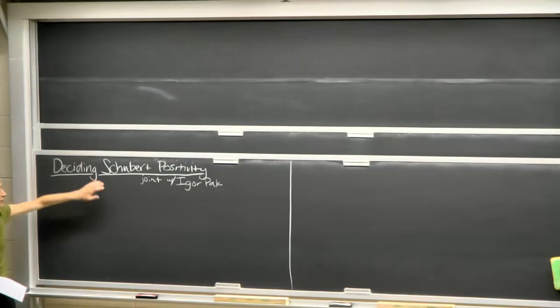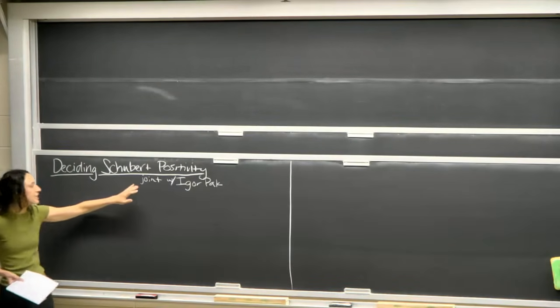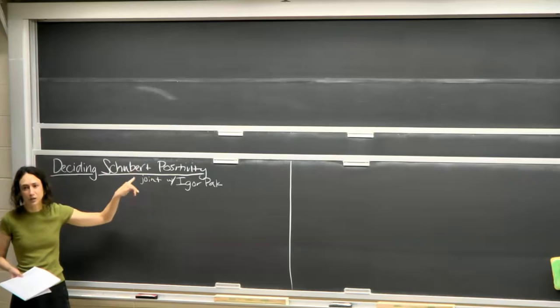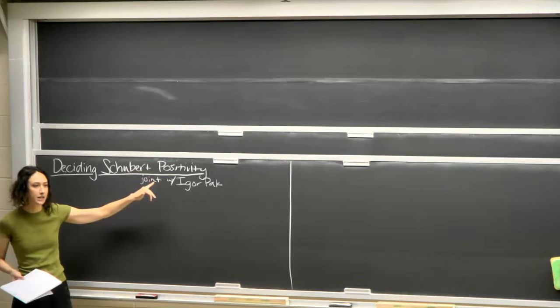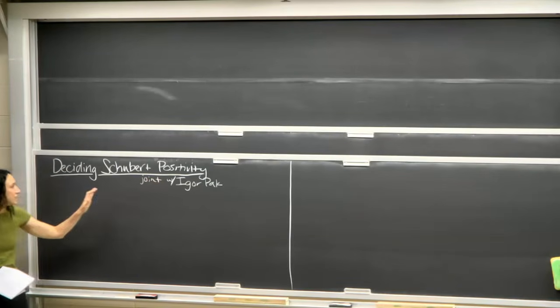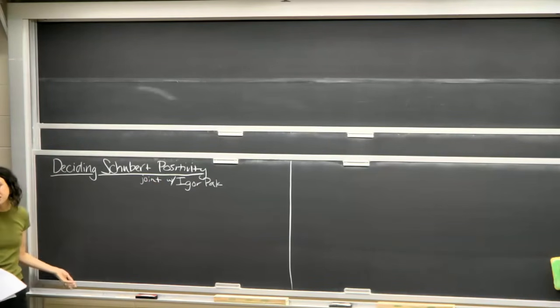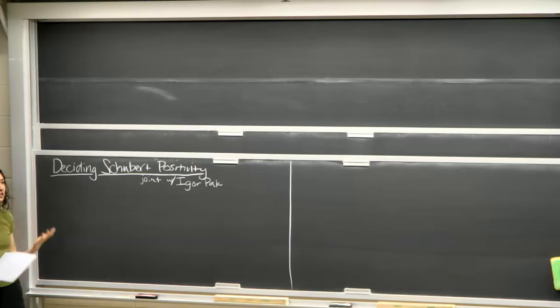Today I'm going to tell you about some joint work with Igor Pak in which we're investigating the problem of deciding if a Schubert structure coefficient is 0 or not. And this investigation is going to be guided through the structure of computational complexity. My goal in the talk is to show you how using the structure of complexity really led us to the right solution.